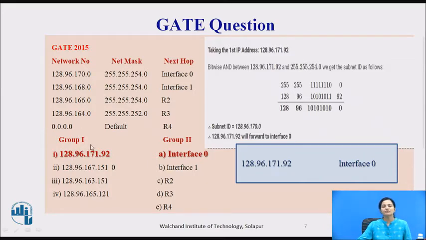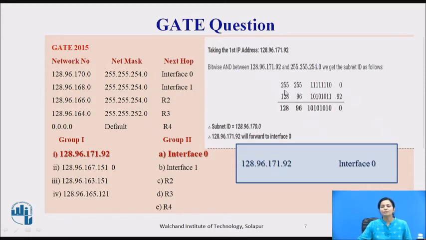First I will find out for group 1. Group 1 has the network address 128, 96, 171 and 92. Now I will find its eligibility for any of the networks. First I will take the first mask and apply it to 128, 96, 171, 92, and the mask is 255, 255, 254.0. These first two octets are the same in every network address, so we are just finding out these 8 bits.